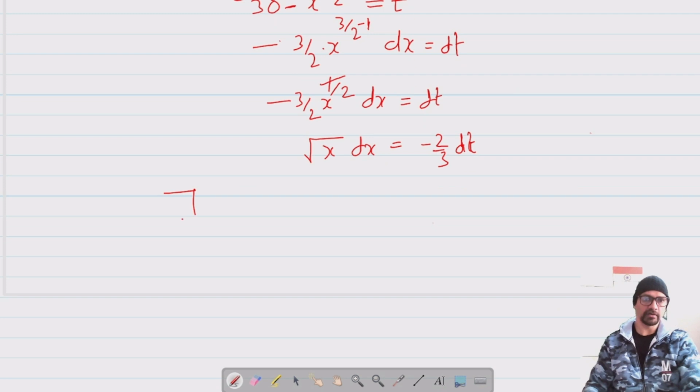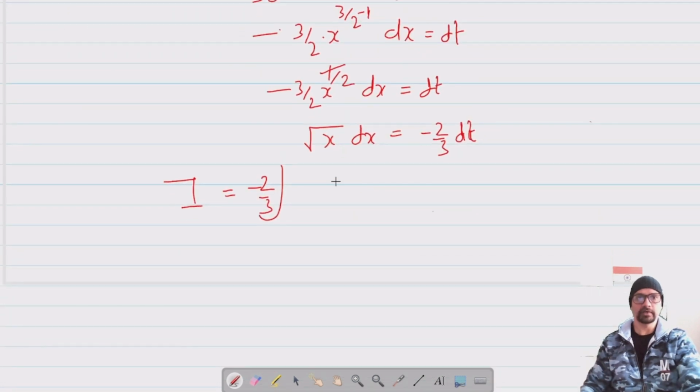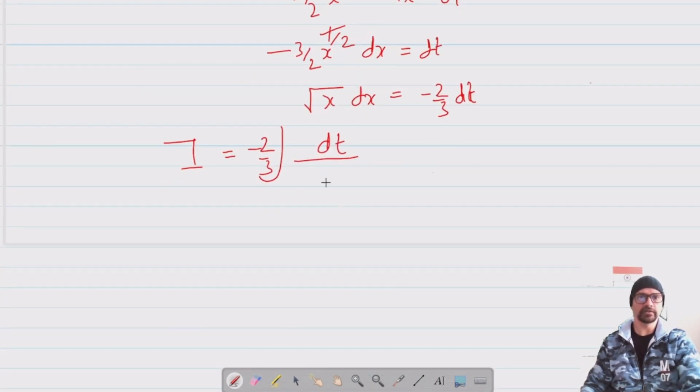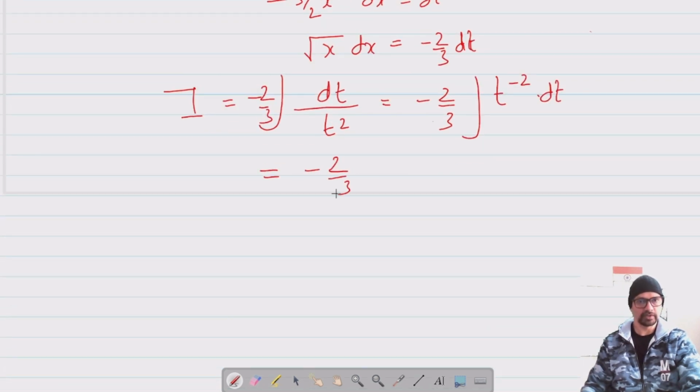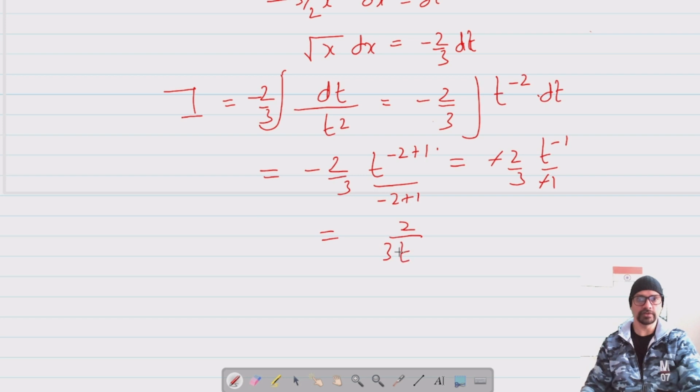And let's substitute the value to get our integral in terms of t. So root x into dx is minus 2 by 3 dt, and the denominator is t square, which can be written as minus 2 by 3 into t raised power minus 2 into dt, which is equal to minus 2 by 3 into t raised power minus 2 plus 1 upon minus 2 plus 1. We will just integrate it. Don't put in the constant c because we have the limits. So this is now minus 2 by 3 t raised power minus 1 by minus 1, which is equal to 2 upon 3 into t.